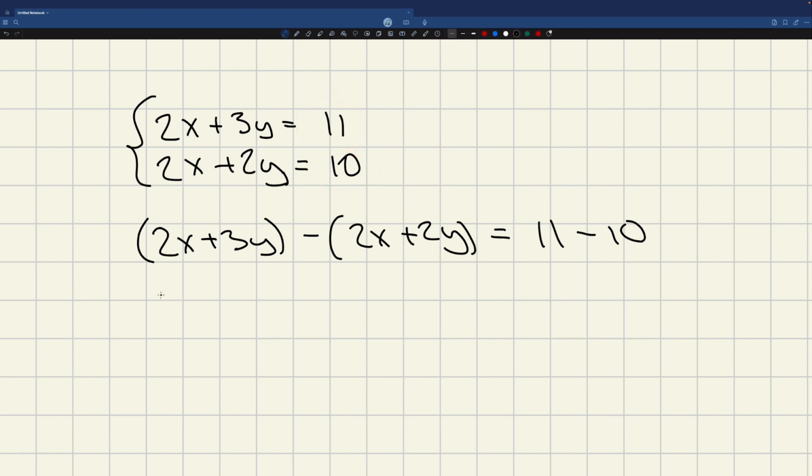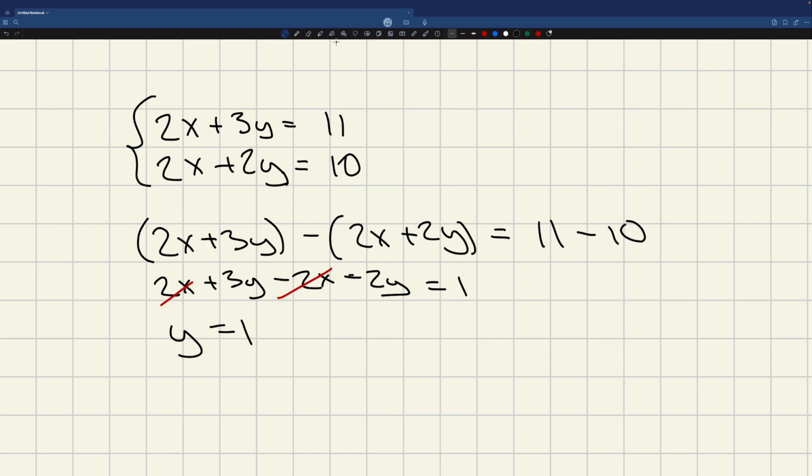Nice. So now what do we see? We see that 2x plus 3y minus 2x minus 2y is equal to 1. And this is the key point over here. These two cancel out. And we are left with y is equal to 1.